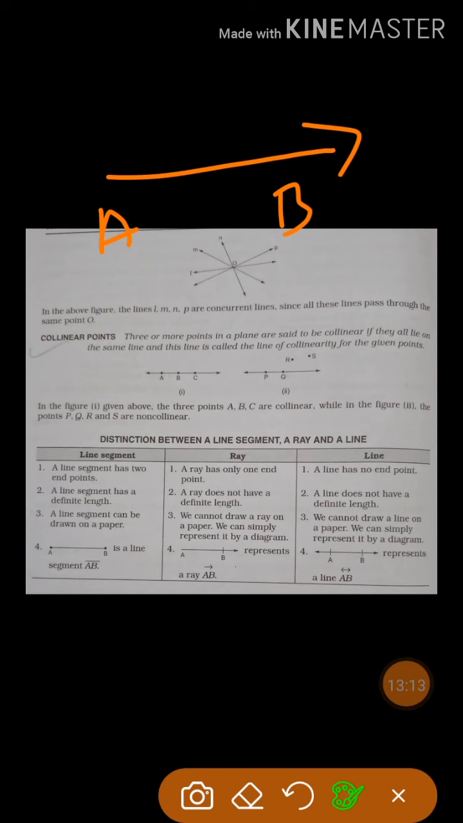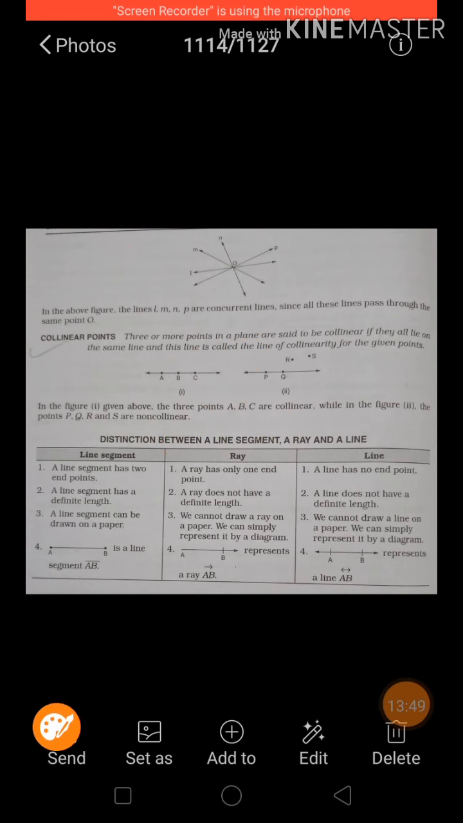It has no definite length because it is moving in one direction, and we represent a ray in this way, AB, and then we draw a line over it, and it is moving towards B, so we make an arrow towards B. So a ray cannot be drawn on paper. We can simply represent it by a diagram. It cannot be drawn because it keeps moving in one direction. We just represent it by a simple diagram.